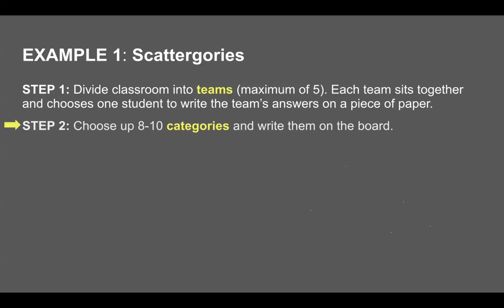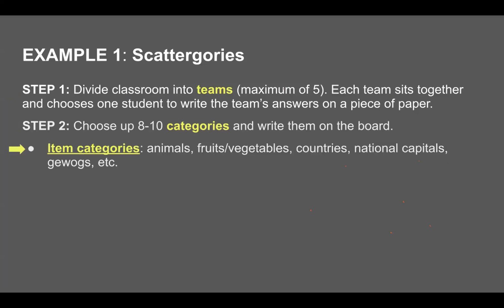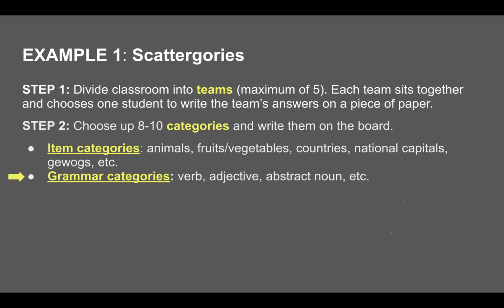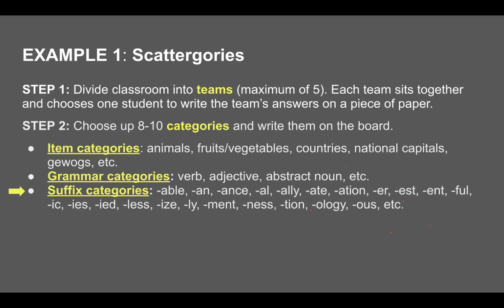And what do I mean by categories? Well, I usually have item categories like animals, fruits and vegetables, country, national capital, gewogs, etc. I have grammar categories: verb, adjective, abstract noun. I have suffix categories. The suffix categories are probably the most important for verbal reasoning. So I always encourage you to have suffix categories.